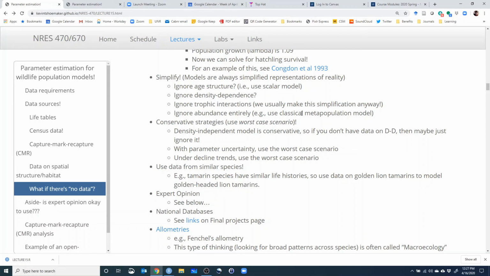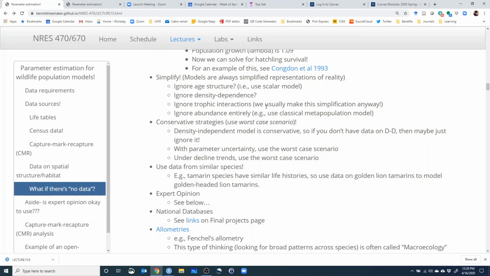Maybe we know that predators can cause a big impact on population growth for your species, but you really don't have any data to explain how predators affect the vital rates. And so you might simplify by just ignoring trophic interactions, as long as your question allows you to simplify it in this way.